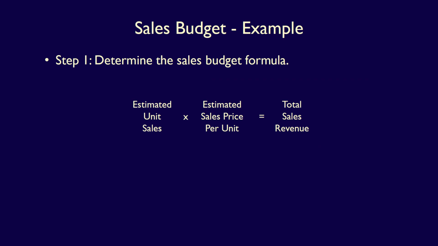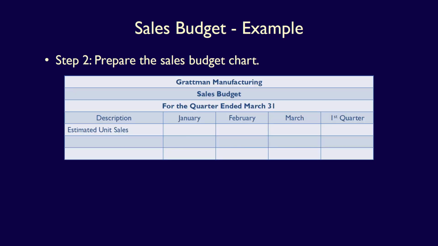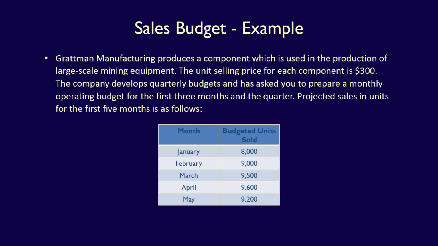We can now use our formula from step 1. Estimated unit sales multiplied by estimated sales price per unit is equal to total sales revenue. We can apply that to our chart in the description column. Estimated unit sales is in the first row, estimated sales price per unit is in the second row, and the total sales revenue is in the third row. We then move on to fill in the information provided in the question.